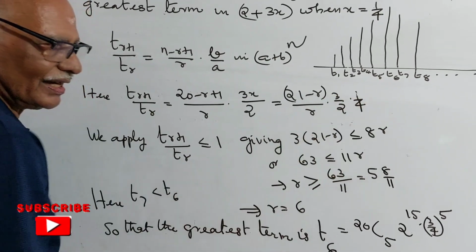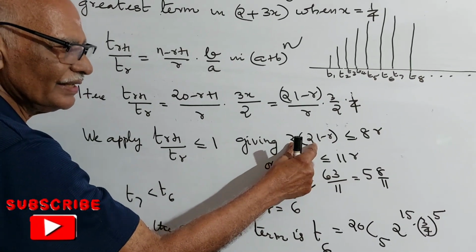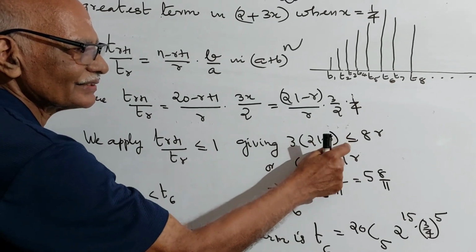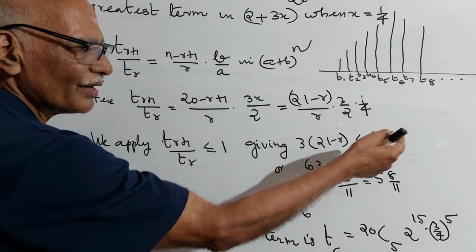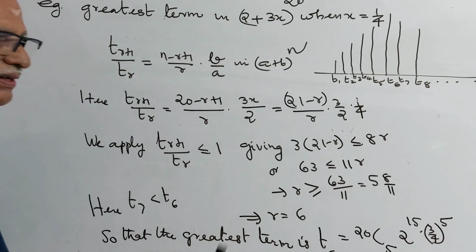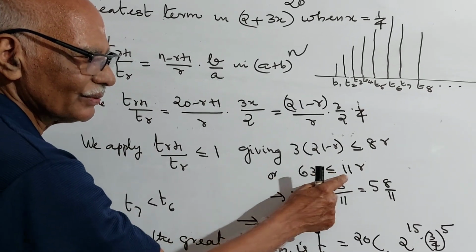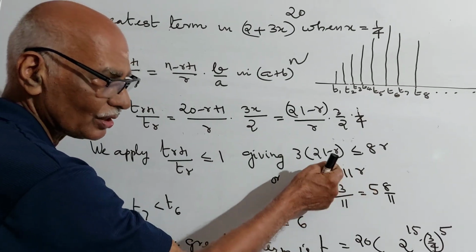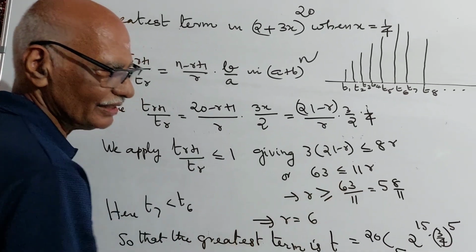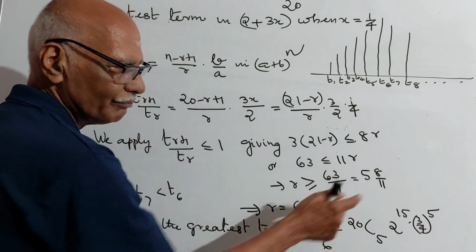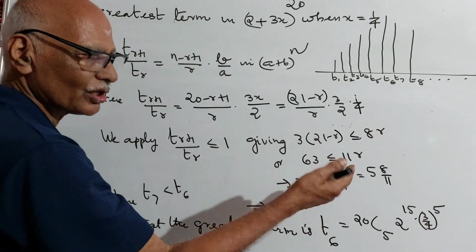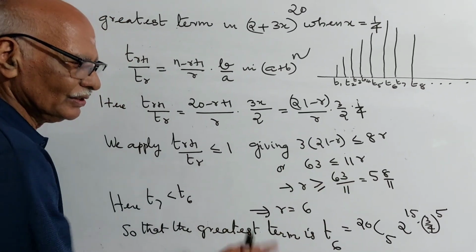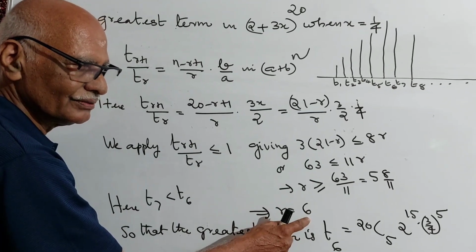This will go to the other side. So you see 63 − 3r is less than or equal to 8r, or −3r goes to the other side, giving you 63 is less than or equal to 11r, or r from there is more than or equal to 63/11, which is 5 and 8/11. So r should be more than 5 and 8/11. So r must be 6.